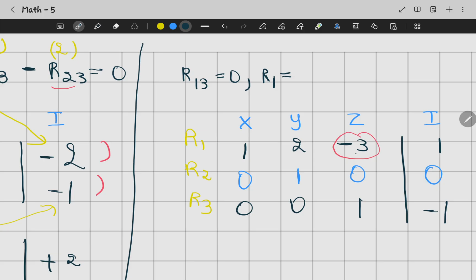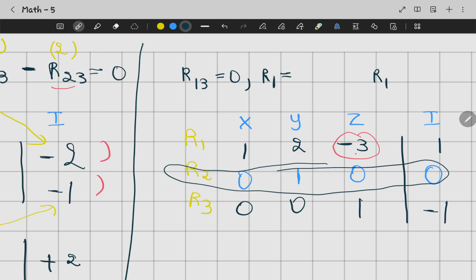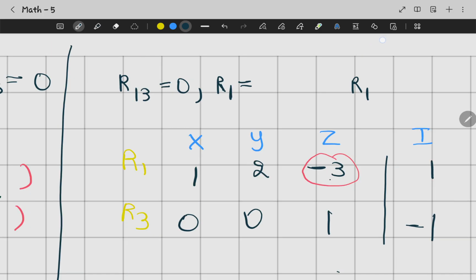Since we're working with row 1, I'm going to write here row 1. And as you can see, since this row is actually correct, I'm not going to touch it for now. I'll work straight with the third row. Depending on you, you can choose which one you want to use. I'm just going to make use of row 1 and row 3.